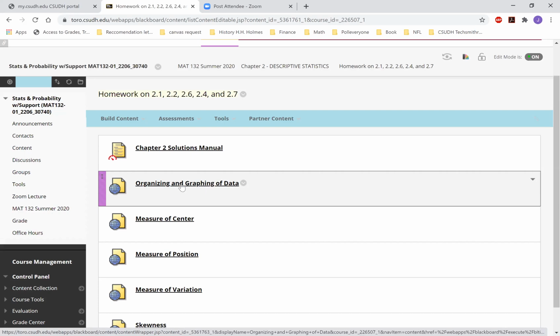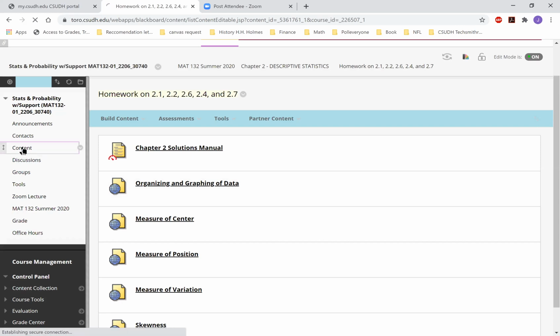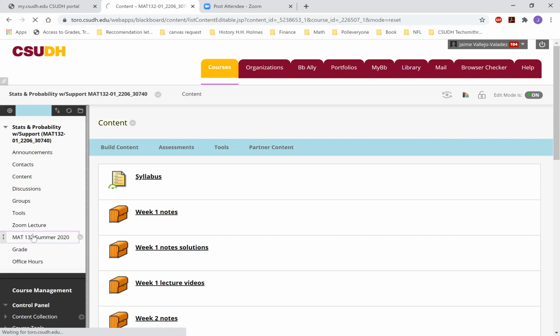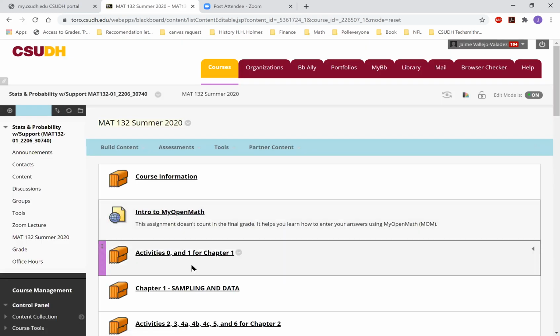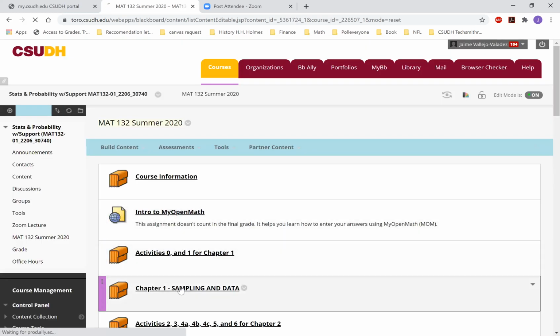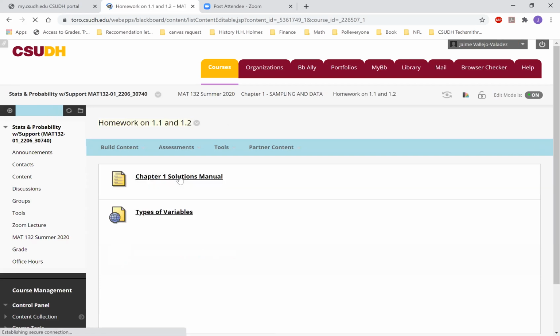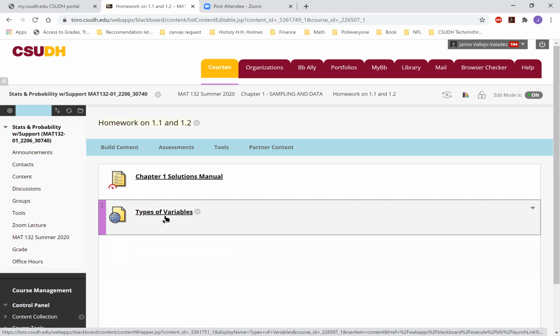Any question where to find this homework? No. What was the name of yesterday's homework? Oh, the name of yesterday's homework is type of variable, but let me make 100% sure. If you go to homework on 1.1 and 1.2, yeah, it is this one, types of variable. Thank you.